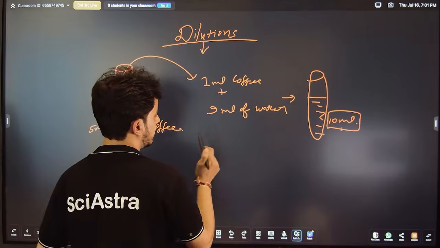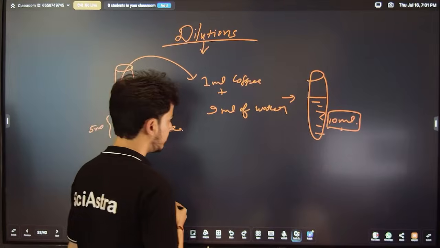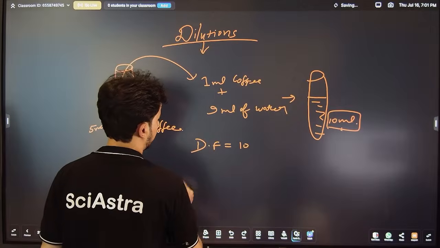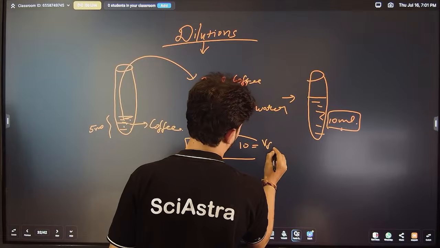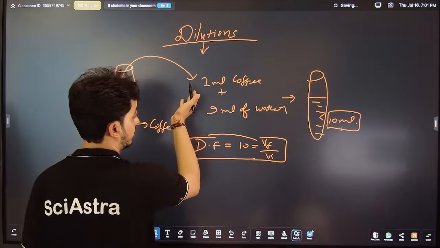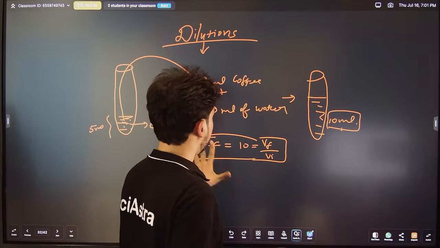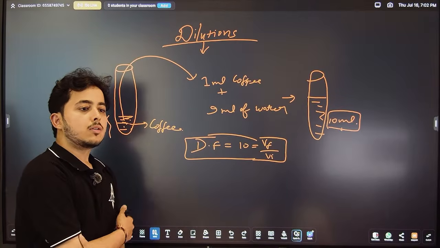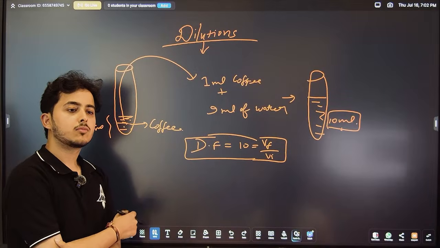So what we can say is that this was diluted 10 times. This we call the dilution factor, which here is 10. The dilution factor is the final volume divided by the initial volume. Let's say this was 10 ml finally and initially it was 1 ml, so that becomes 10. This is how you understand dilution. Is this part clear to everyone? Any doubt here? Is it clear?